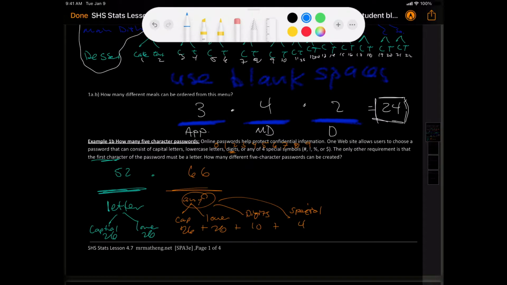So it says the only other requirement is that, so there's a total of 5 characters, right? So on the screen I have 4 of these, and there are no other requirements. You can choose a lowercase, uppercase, whatever.